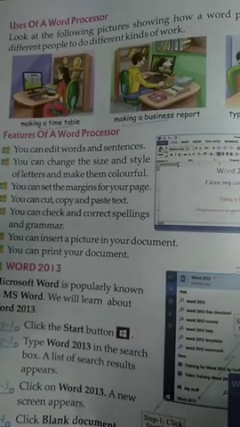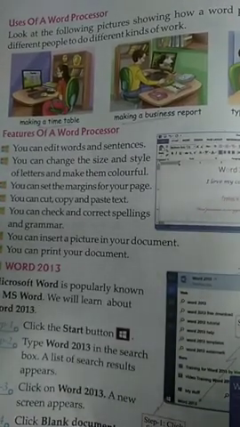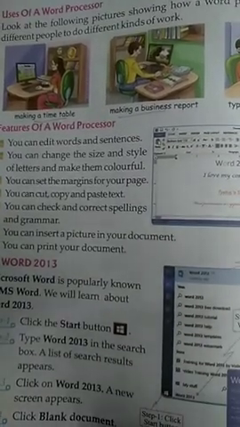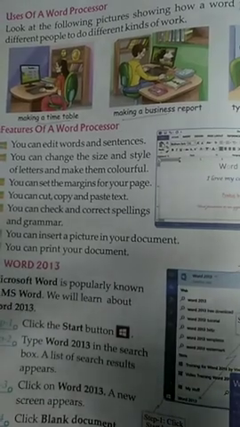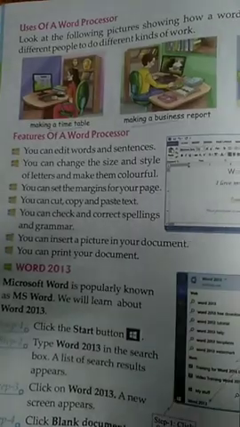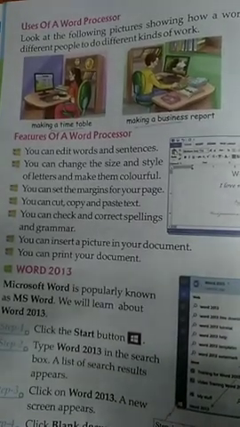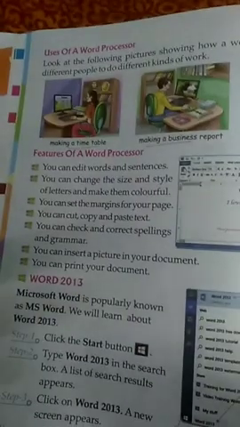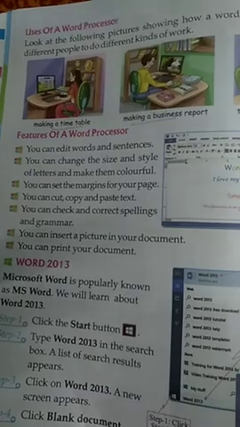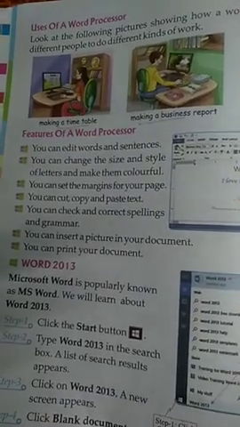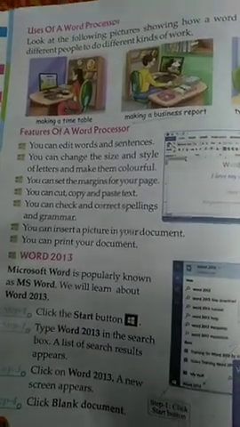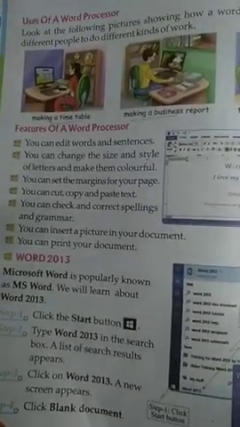There are so many features of a word processor. That means you can print a document, you can cut, copy, and paste text, you can change the size and style of letters and make them colorful. You can set up the margin of your page. What is the full form of MS Word? Yes, Microsoft Word.